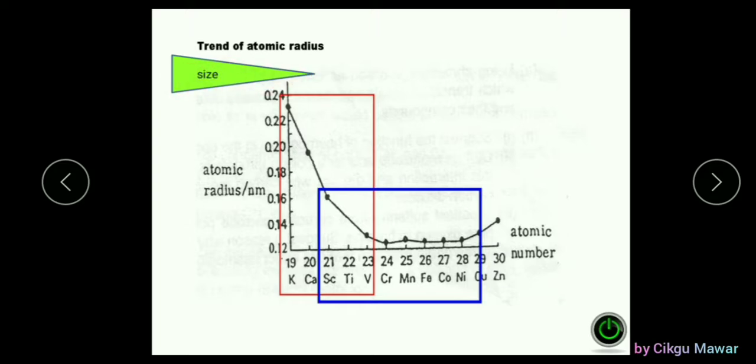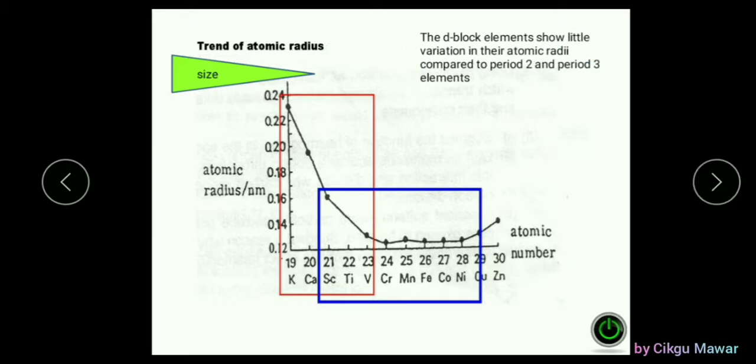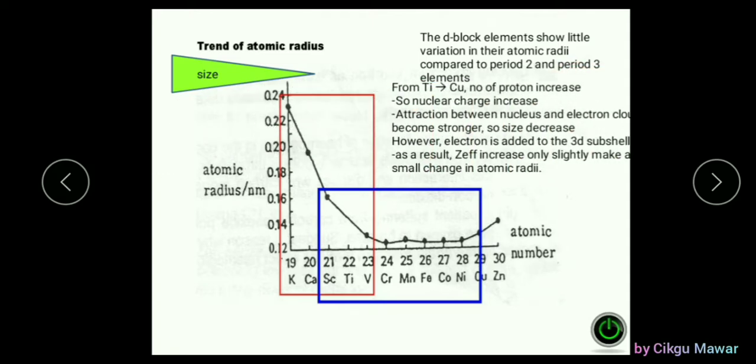Why does this happen? The first reason: the d-block elements show a linear variation in their atomic radius compared to period 2 and period 3 elements. Why? From titanium to copper, the number of protons increases. So the nuclear charge increases. At the same time, the attraction between the nucleus and electron cloud becomes stronger. So that's why the size decreases across the period.